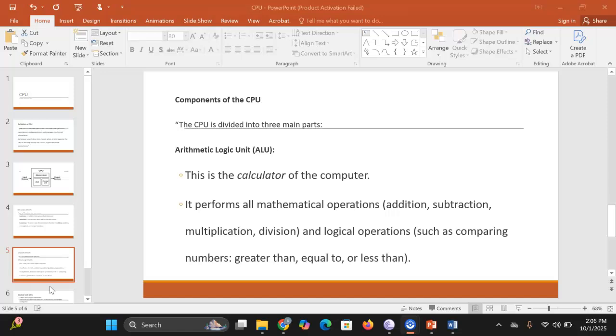Now, the three components of the CPU are explained here. The CPU itself is divided into three parts. We have the arithmetic logic unit. That's like the calculator of the computer. What this section of the CPU does is that it performs all the mathematical operations. There's addition, subtraction, multiplication, etc. It's done inside the ALU, the arithmetic and logic unit. It also does the logical operations like comparing numbers, which one is greater than, which one is equal to which one, or which number is less than the other. That is the arithmetic and logic unit.